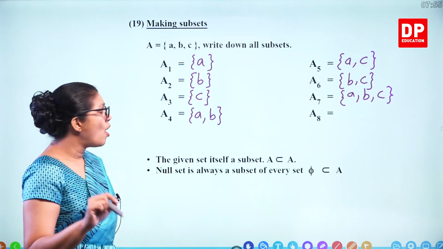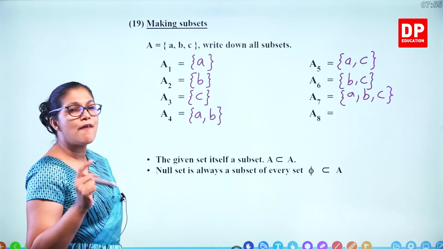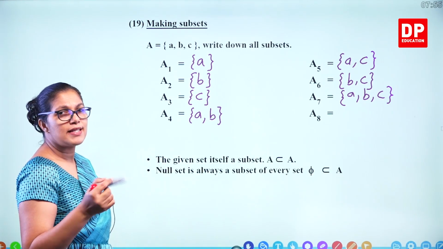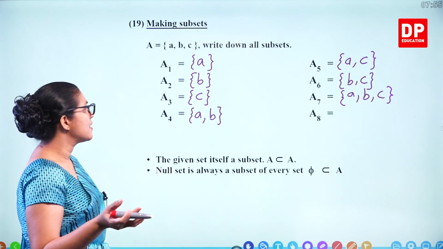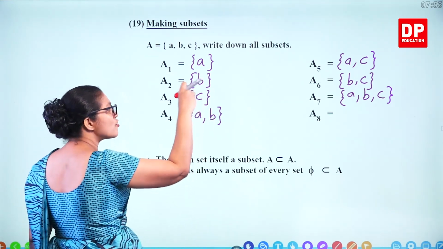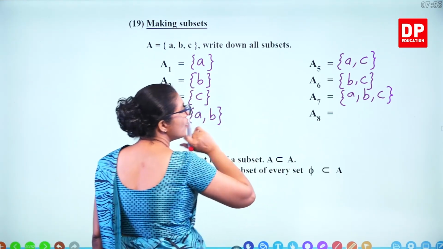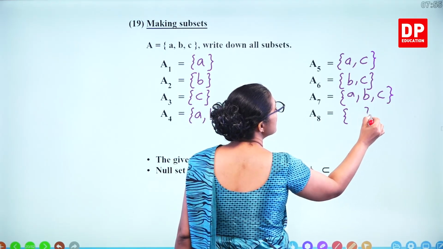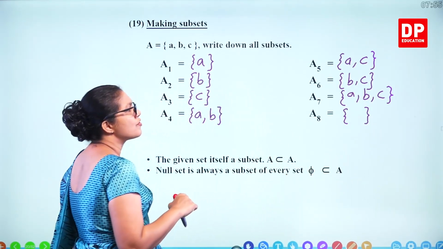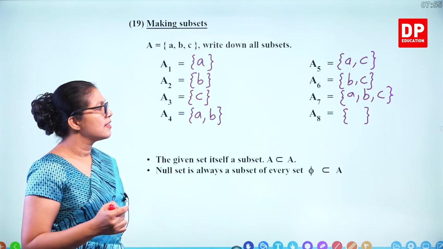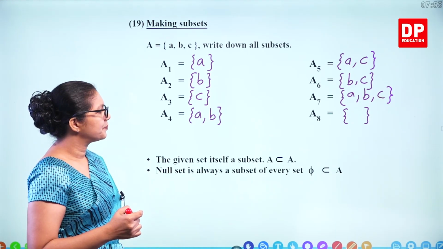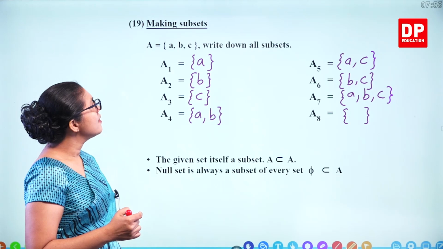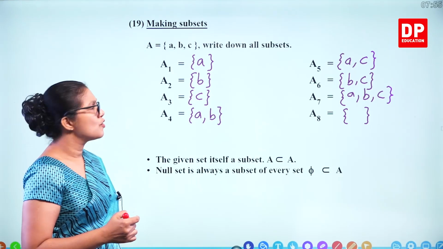The null set is always a subset of every set. So remember that null means no elements. So nothing, they are also inside here. So you can write nothing, without writing anything, just two curly brackets. So these are all the possible subsets you can get.